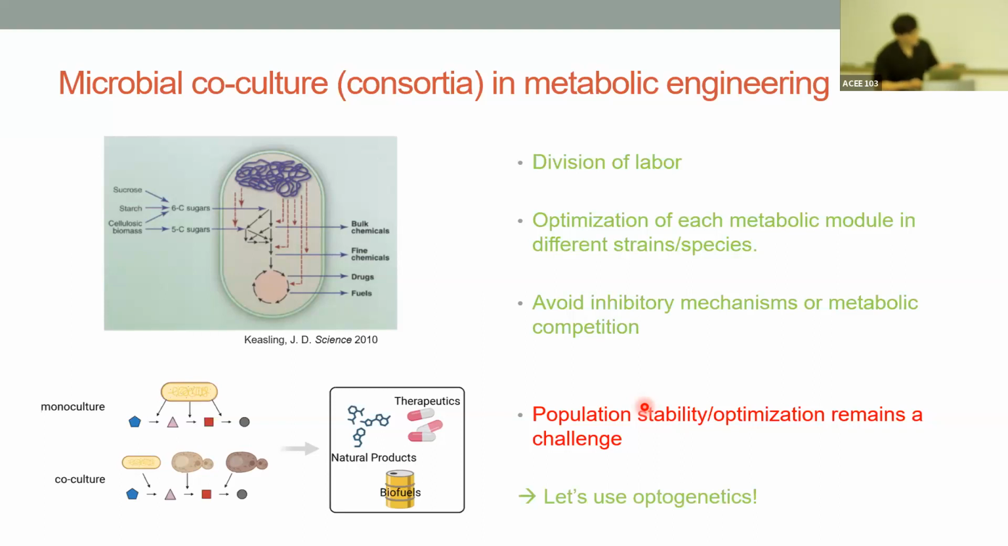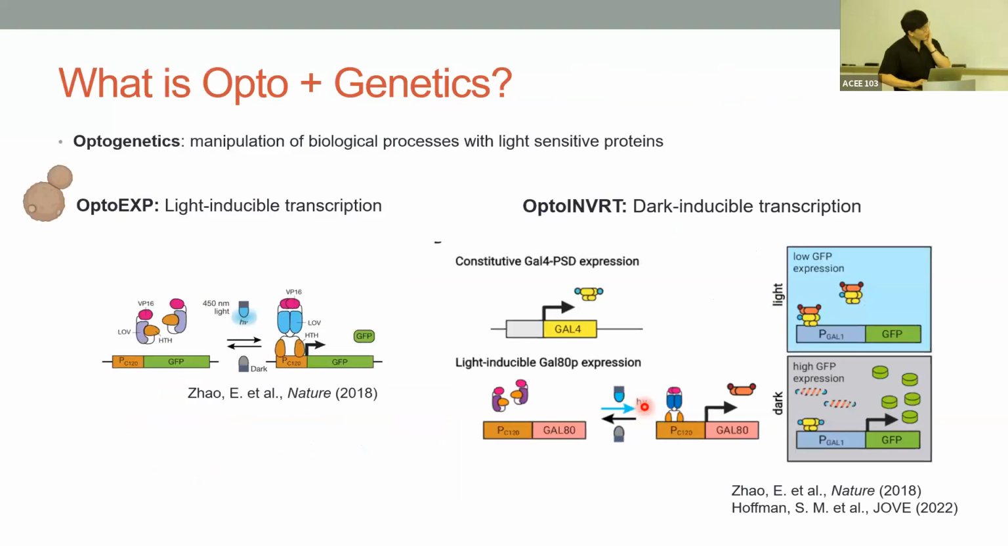And the solution to that is optogenetics. So just to go over what optogenetics is: a manipulation of biological processes using light-sensitive proteins. You can go from controlling transcription with light. You can also control neuronal signaling with light. What we want to focus on is light-inducible transcription.